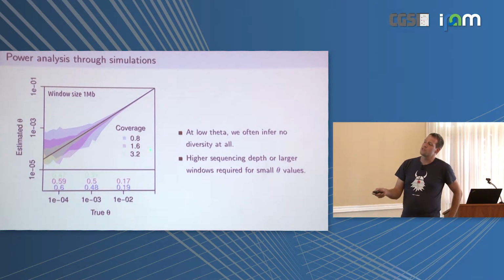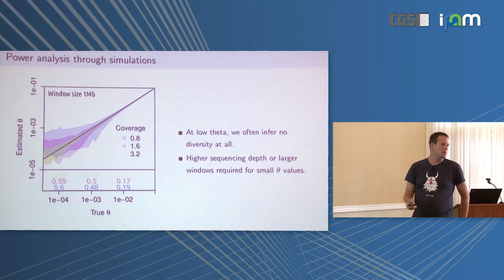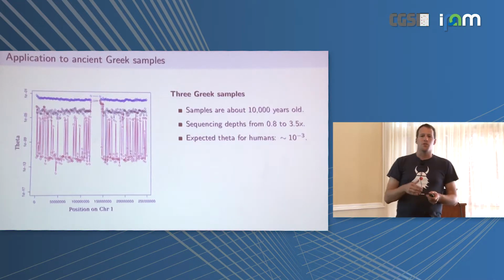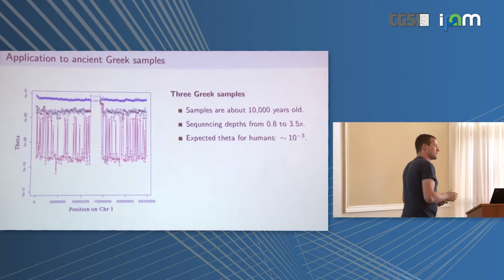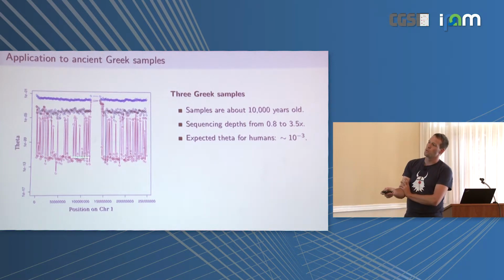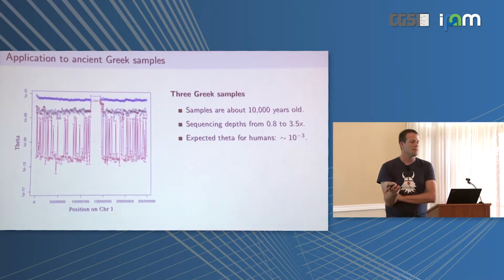As soon as coverage is really above 1, so 1.6 or 3.2, then suddenly this looks much better and we're going to get pretty accurate estimates. Okay, so we were super excited, and then we said, well, let's apply this to our Greek samples, and this is what we got. This is just a part of chromosome 1, in 1 megabase windows. Each dot is an estimate, connected by lines along the genome, with colors corresponding to the different samples that we have.